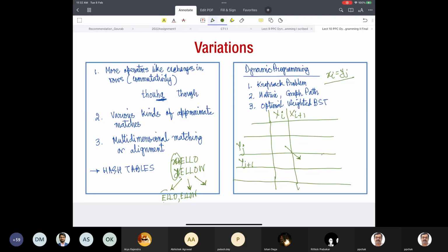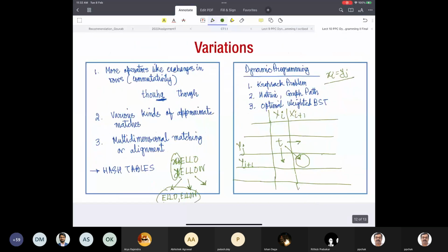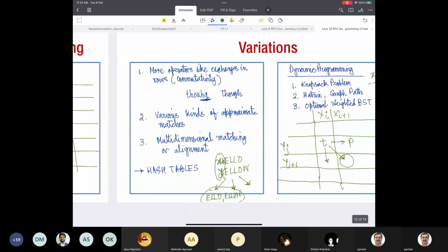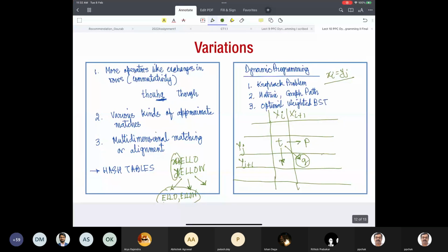If these two had matched, I would have looked at this one. Otherwise, I will look at this one and this one. So to get the value of t, if xi is equal to yj, and as I had written here, this is p, whatever I had written, this is q, and this is r.